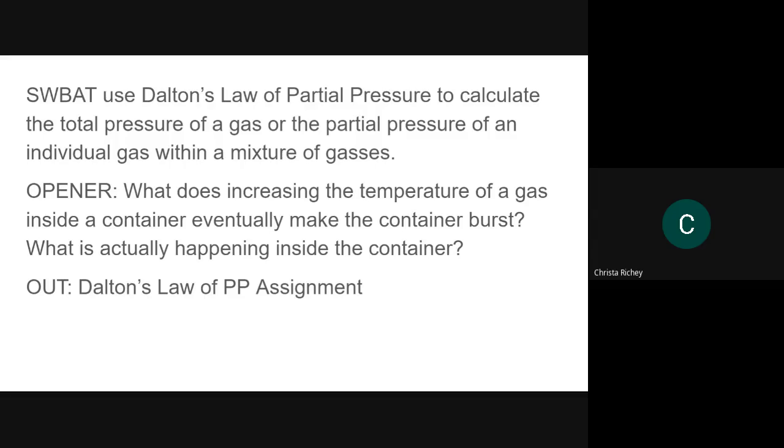Please. Too late. So this should say why, not what. So I've already found a typo. What is actually happening inside the container is the temperature increases the energy of the particles. They move faster inside the container, which means that there's more pushing on the inside of the container, which increases the pressure. That's what's happening. You just can't see the little particles moving around inside.